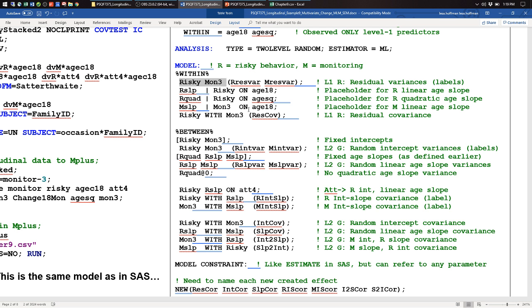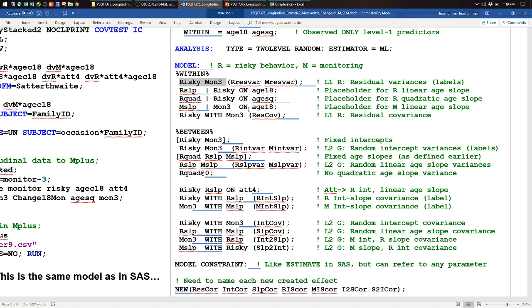So, in the within model, I know this is my level 1 model. I am asking it to estimate level 1 residual variances because I'm in the within model. And because I know that these things are going to each be predicted by age, what I'm asking for are residual variances in the sense that these are leftover residual variances.